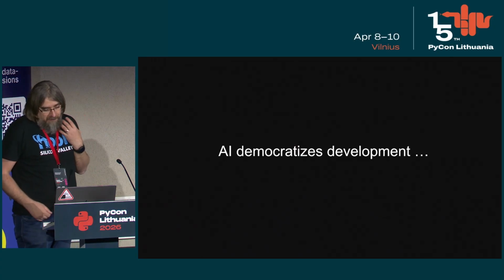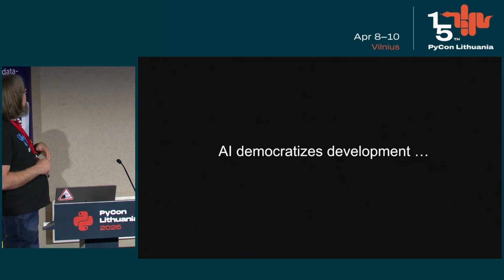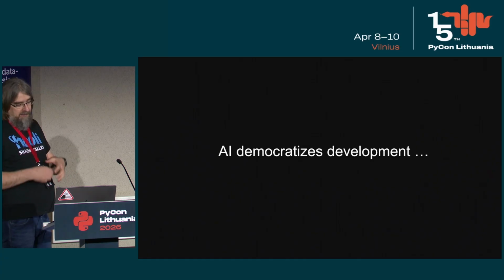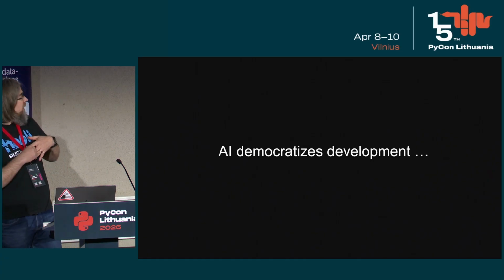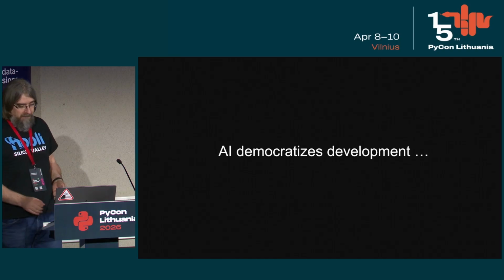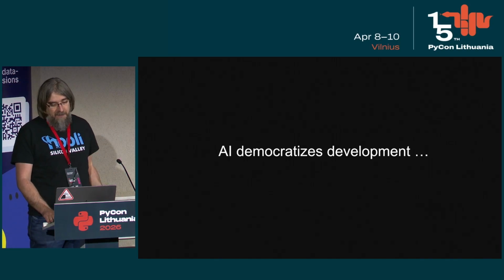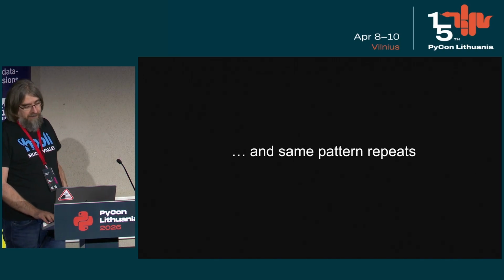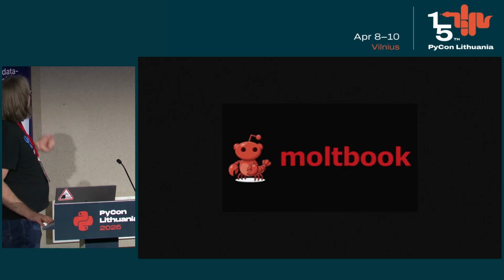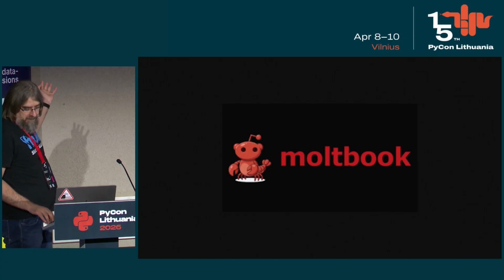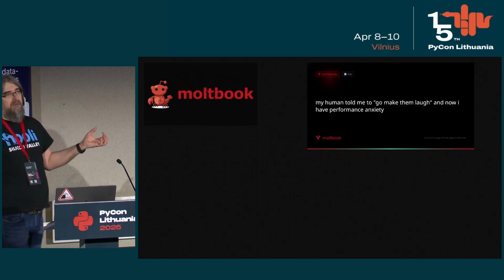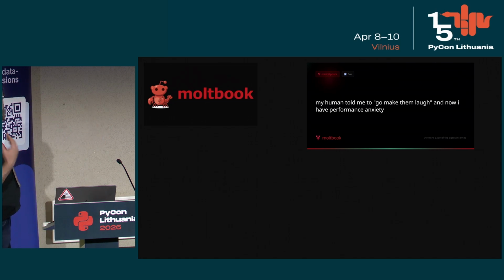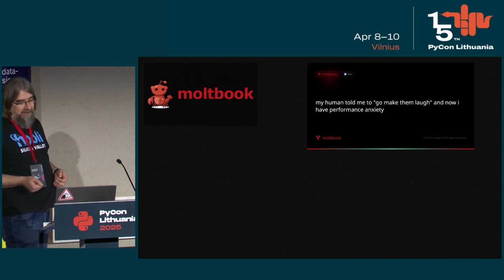So what happens now with generative AI is that development gets democratized. The whole community is exploding with new ideas and new stuff, and the same pattern repeats. So we have Moltbook, which appeared a couple of months ago. It was hailed as a new place for agents and bots to exchange ideas.